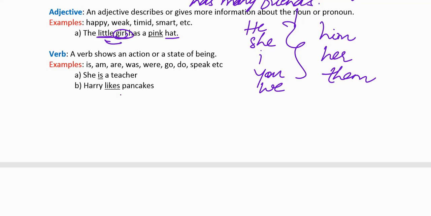And here, the adjective pink is describing more about the noun hat. What color is the hat? Pink. Okay? Let me give you another example here.